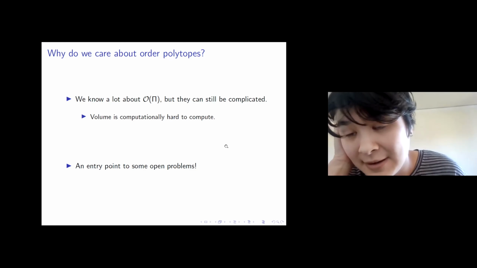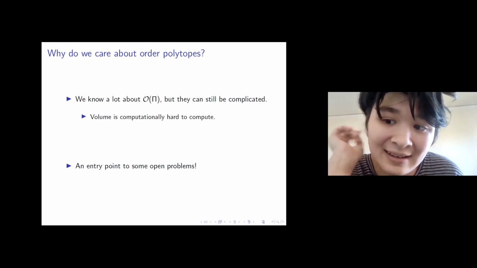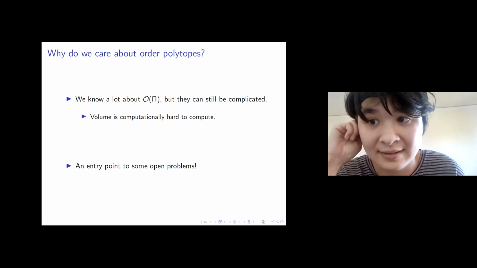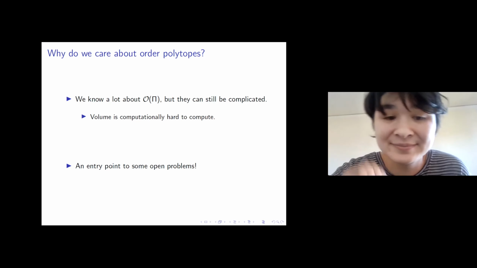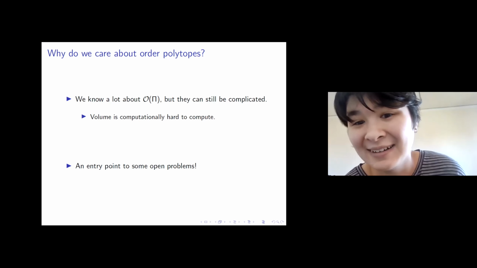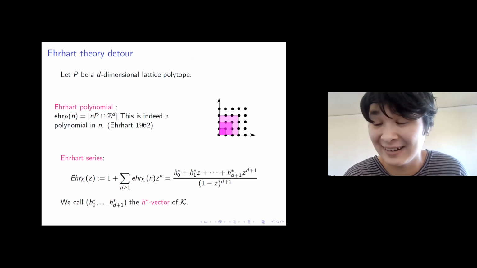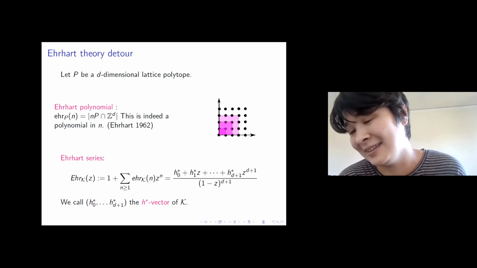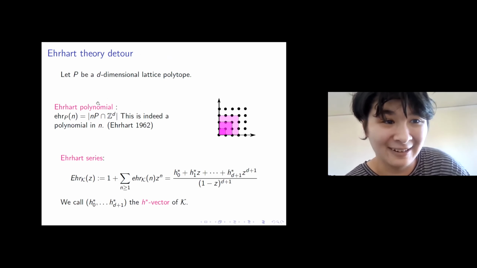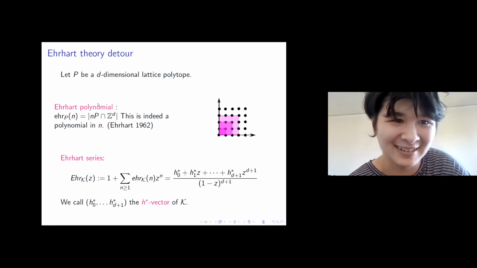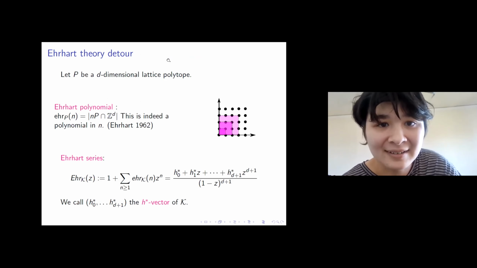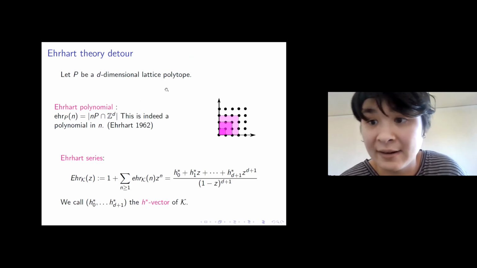And the reason why I like order polytopes is that they serve as a nice combinatorially defined entry point to some open problems. I am in Ehrhart Theory, so I'm going to introduce one of the open problems in Ehrhart Theory that order polytopes can serve as an entry point to. Maybe not so successful. I don't know if it's a successful entry point because this problem is still open, but we'll see here. Okay, so I want to talk a little bit about what Ehrhart Theory is.